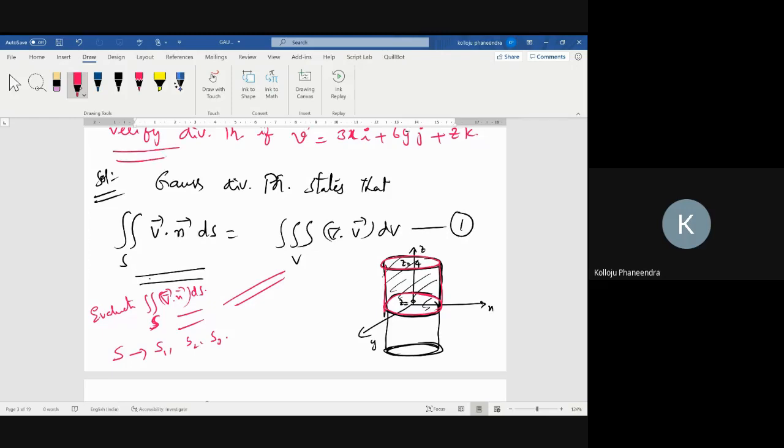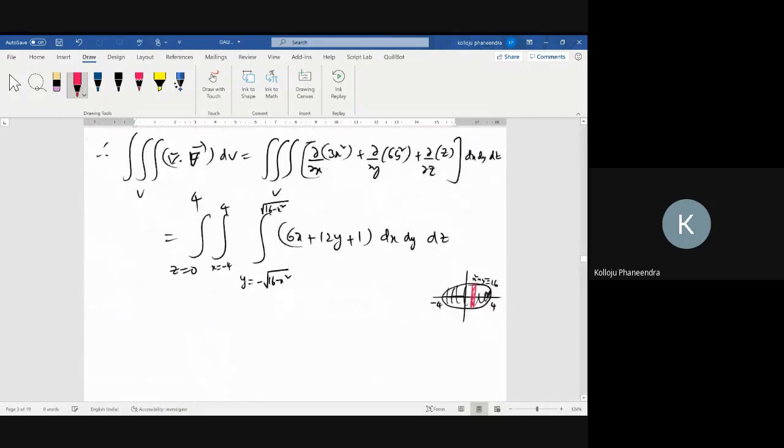But when the question is to evaluate this one, if I convert it to a triple integral by using the Gauss Divergence Theorem, that's it. This is the evaluation. No need to evaluate over 3 subsurfaces. This much is enough. Triple integral. So, what is this one?